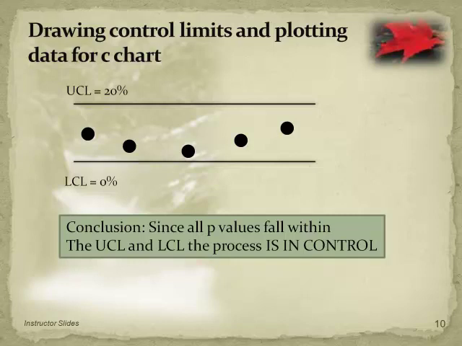Now I'm going to observe if all the data points fall between the upper and the lower control limit, which they do, and I'm going to conclude that the variability in this process is the result of randomness, and therefore the process is in control.